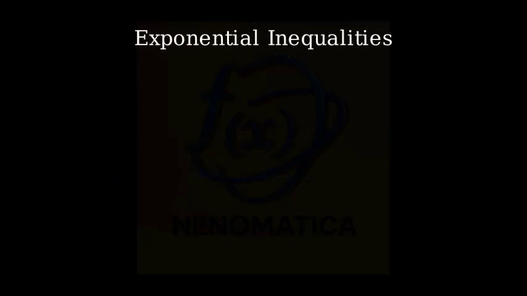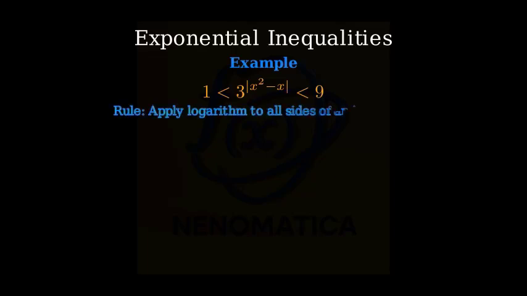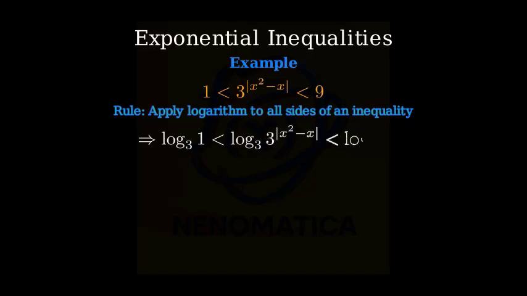Let's explore how to approach this type of problem with a clear method. Let's look at our example. We need to solve the inequality: 1 is less than 3 raised to the absolute value of x squared minus x, which is less than 9. To solve this inequality, our first step is to take the logarithm base 3 of all sides. This will help us isolate the exponent.